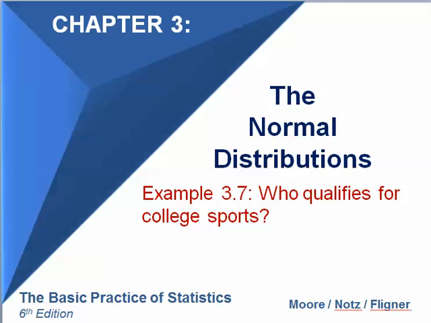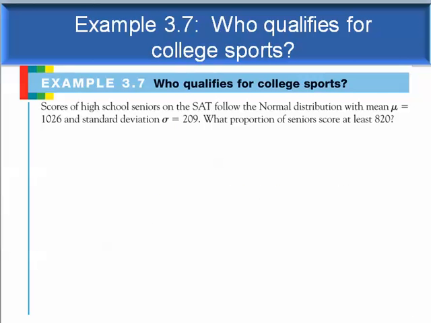In this video, we're going to go over example 3.7, who qualifies for college sports. The question says, scores of high school seniors on the SAT follow the normal distribution with mean mu equals 1026 and standard deviation sigma equals 209. What proportion or what percent of seniors score at least an 820?